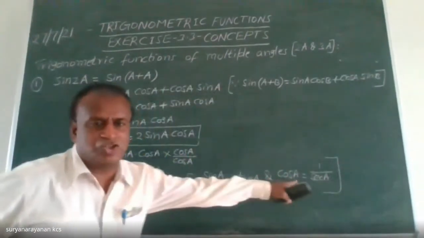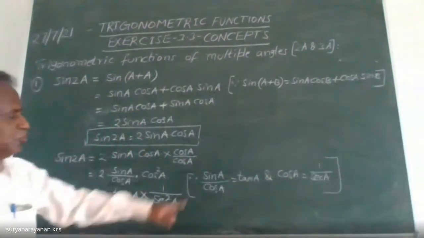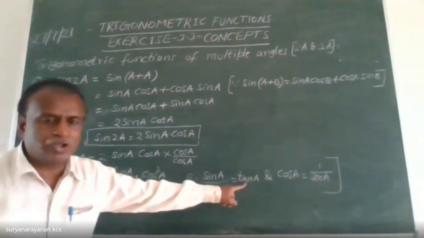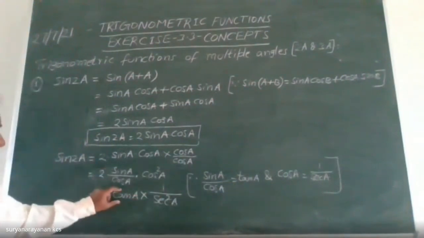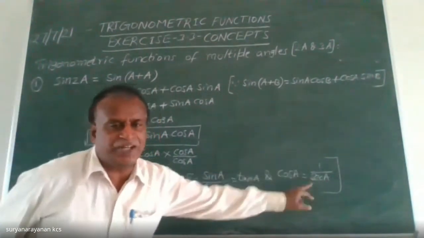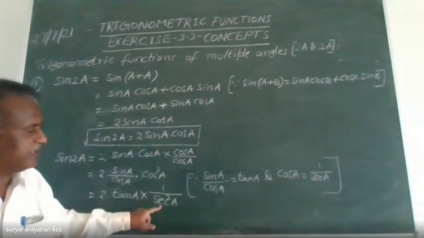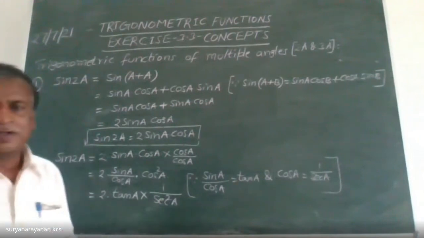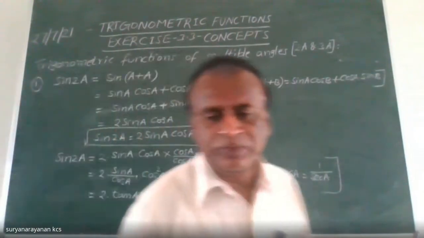By using these two results, sin A by cos A is equal to tan A. I wrote this part as tan A. Here cos A is there. Cos A can be written as 1 by secant A. So 1 by secant square A. Understood this point, my dear children?